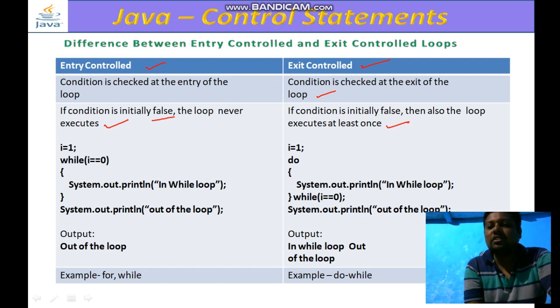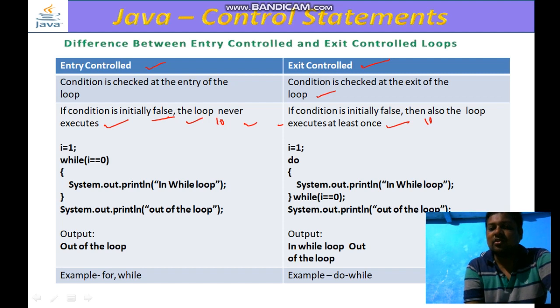Don't confuse these two points. The same number of times it will execute: if it executes 10 times, it will execute 10 times only. But when the condition is initially false, an entry control loop will never execute. When the condition is initially false in an exit control loop, it will execute at least once, but it will not execute more times than that.